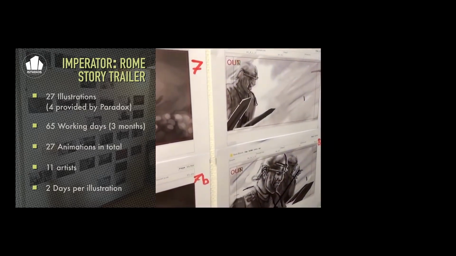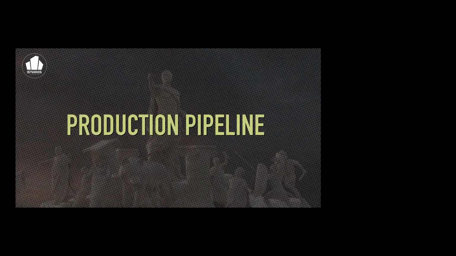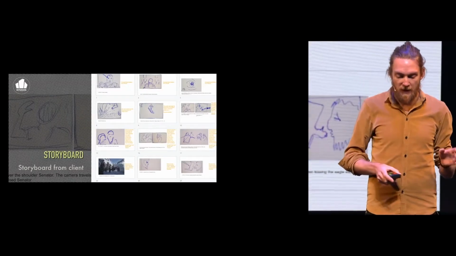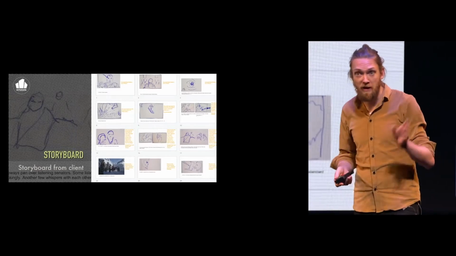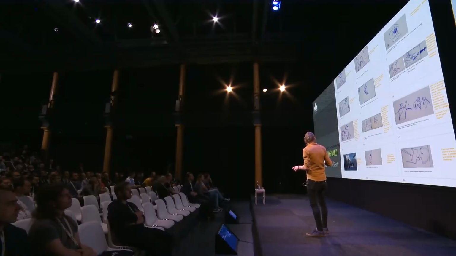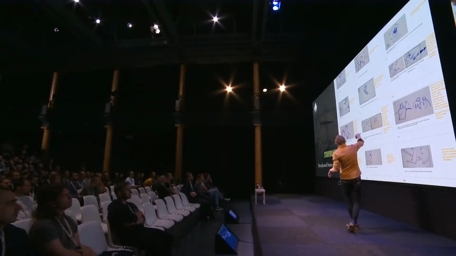So let me walk you through the production pipeline. The first thing that we got was the storyboard. And the storyboard was drawn by the director. This was directed by a guy named Hugo Lilja, really nice director. He actually made the Swedish Oscar nominee film. So he was great. And he does all of these basic drawings on pen and paper.